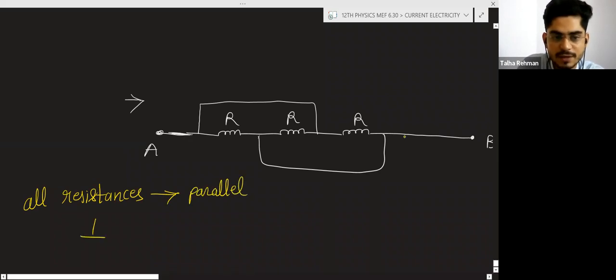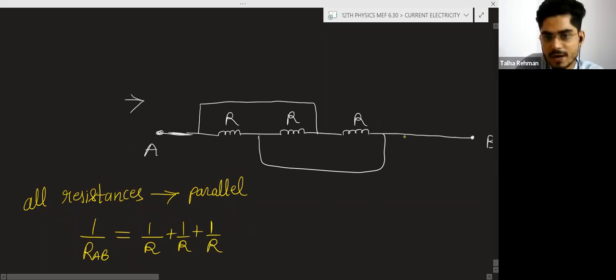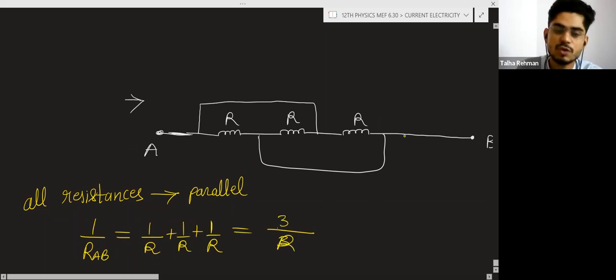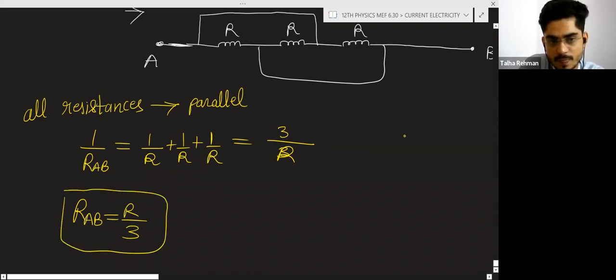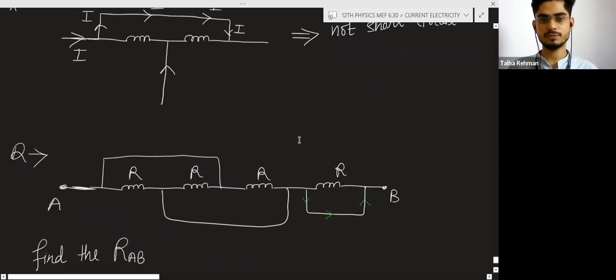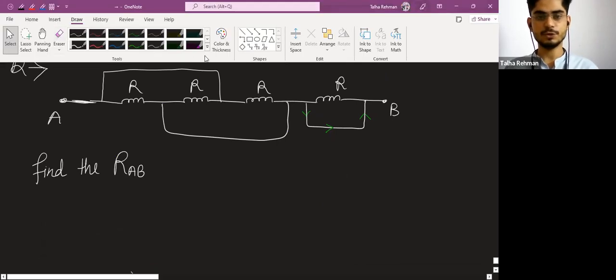Can you find the equivalent resistance between A and B? What is the answer? 1 by R1 plus 1 by R2 plus 1 by R3, which are all the same. So R1 is R. You can take the LCM. Here you will get 3 over R. So the resistance between A and B will be R by 3. Simple. Note it down. These kinds of questions you can get in your examinations.